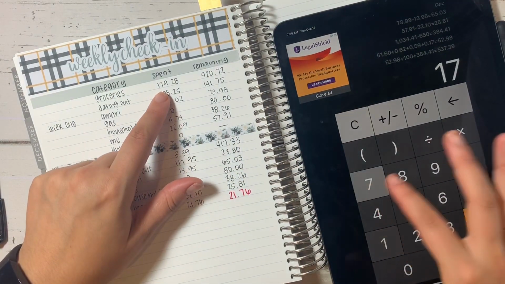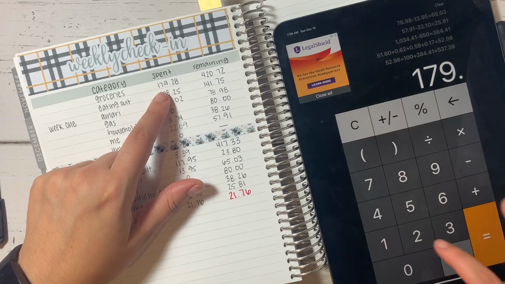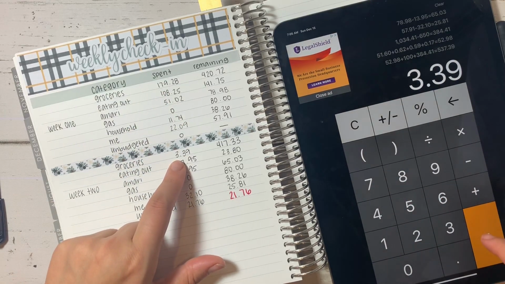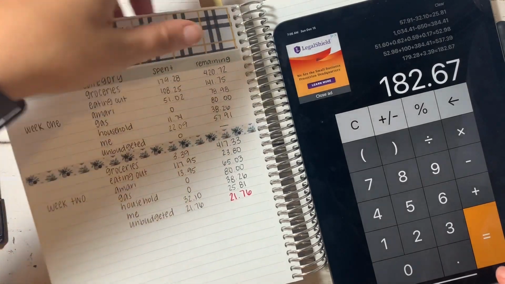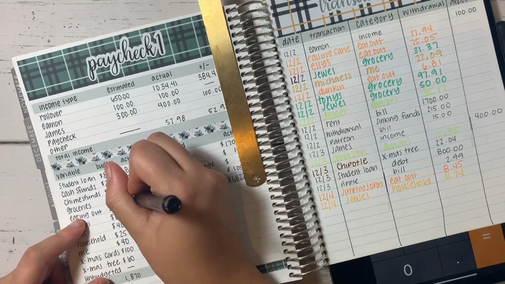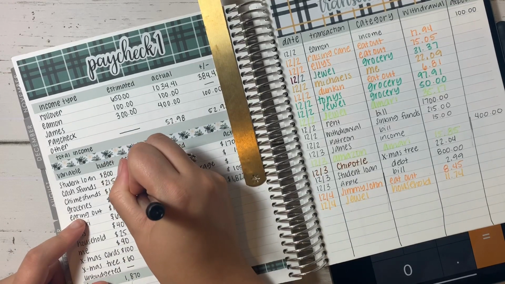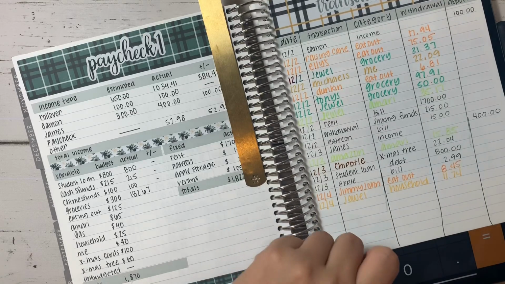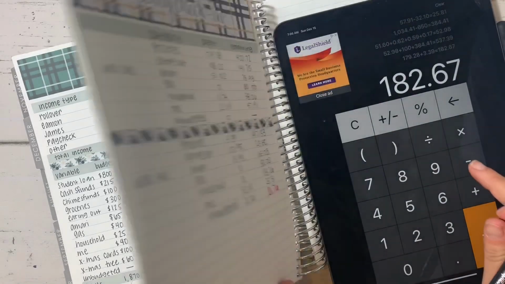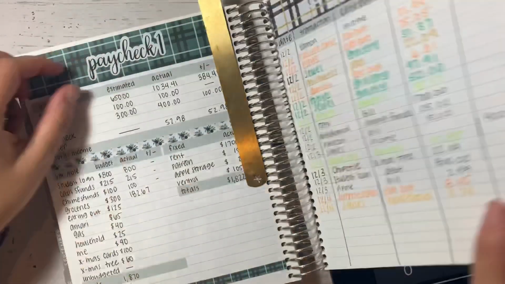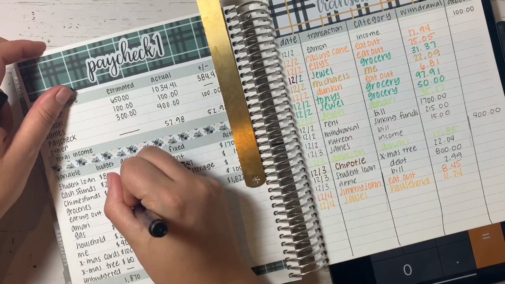So for groceries, I have $179.28 plus $3.39. So that means I spent $182.67 out of 300. Now that means I have money left over in this specific category. So minus 300, that means I have $117.33.